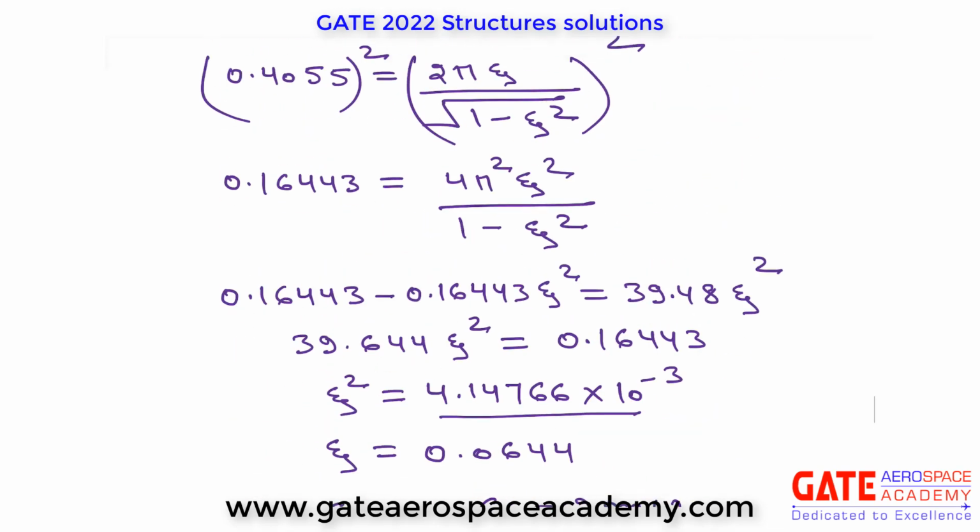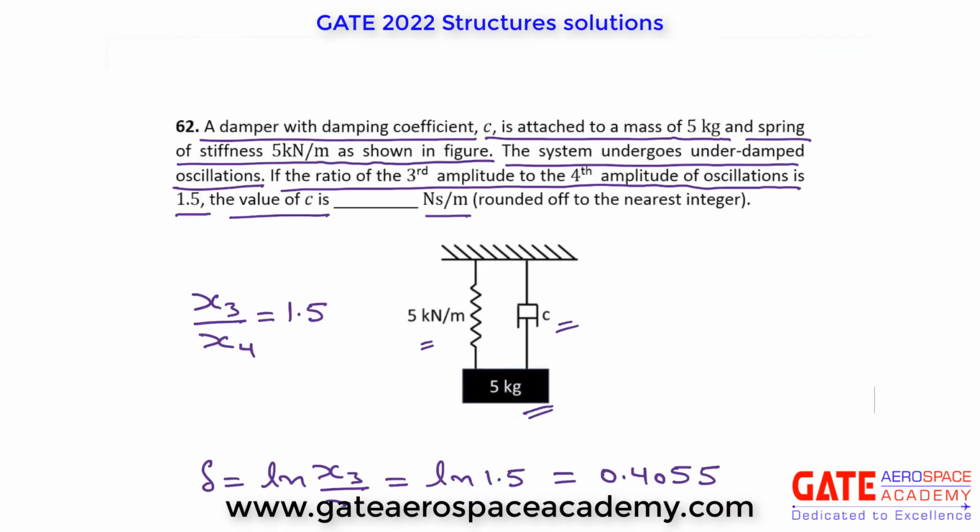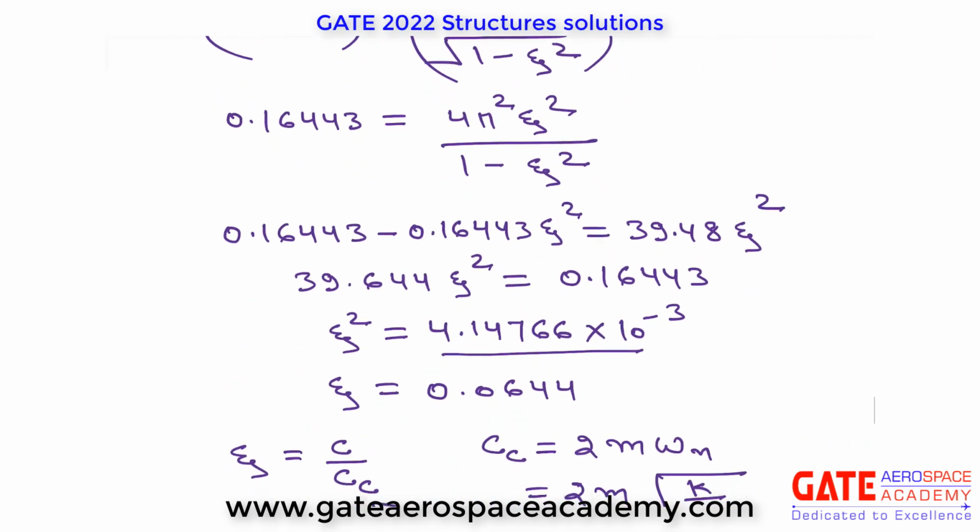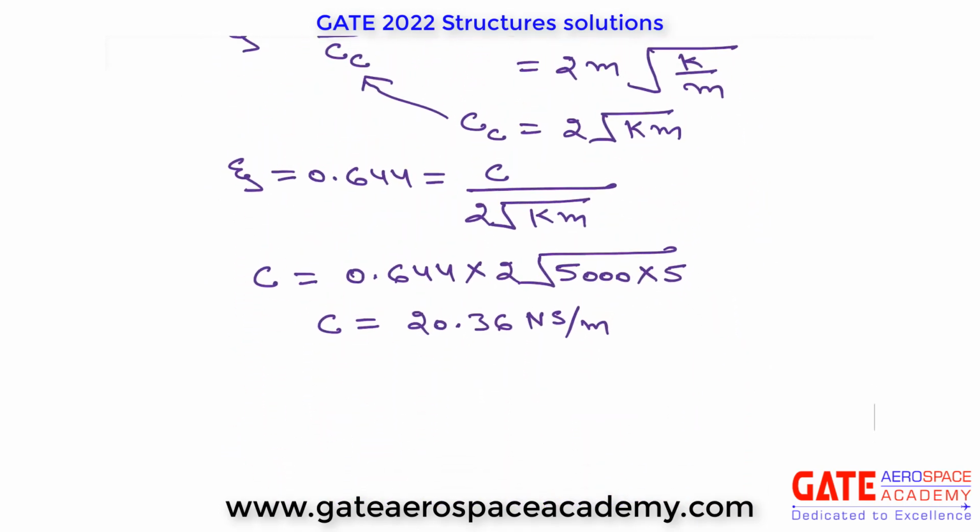So they are asking, rounded off to the nearest integer. So C is equal to 20 Newton second per meter.